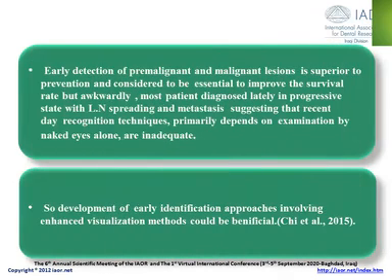So, why do we have to focus on this field, the early detection and identification of suspicious oral lesions? That's because early detection of pre-malignant and malignant lesions is superior to prevention and is considered essential to improve the survival rates of patients. But awkwardly, most patients are diagnosed late, in a progressive state with lymph node involvement and metastasis, suggesting that recent recognition techniques that depend on examination by the naked eye alone are inadequate. So the development of early identification approaches involving enhanced visualization methods could be beneficial.